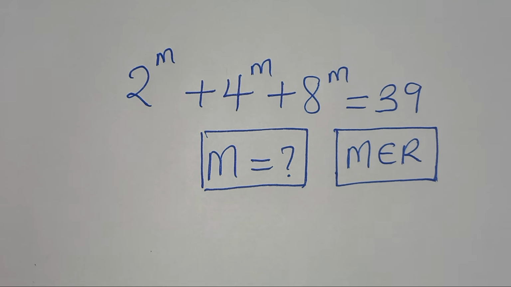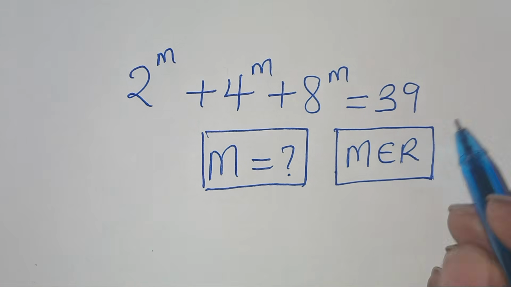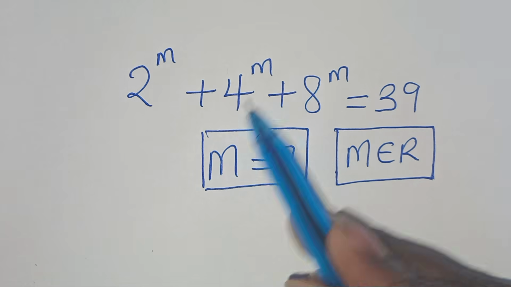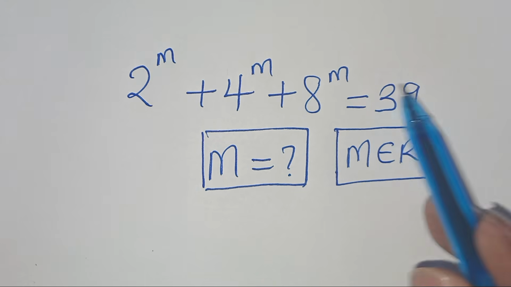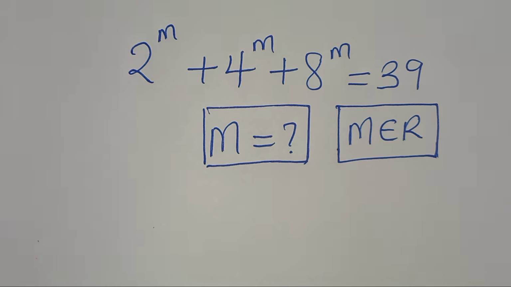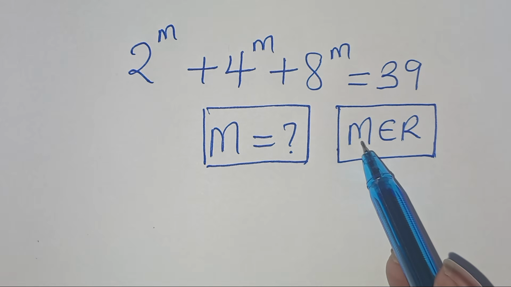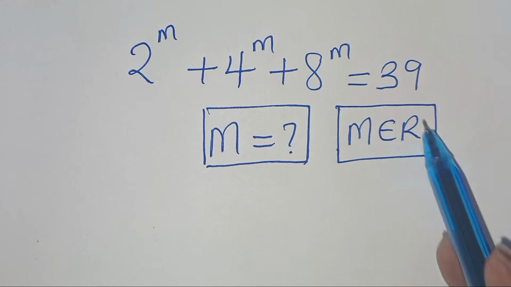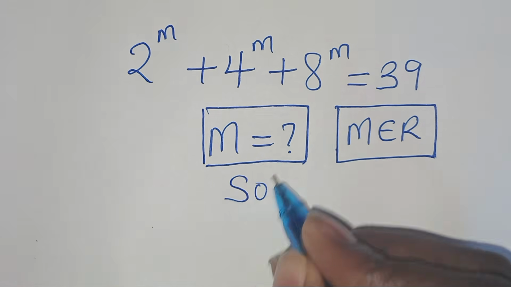Hello everyone, you're welcome to solve this nice algebra problem, which is 2 to the power of m plus 4 to the power of m plus 8 to the power of m. This is equal to 39. So what is the value of m, given that m is a member of real numbers? So let's provide a solution from here.